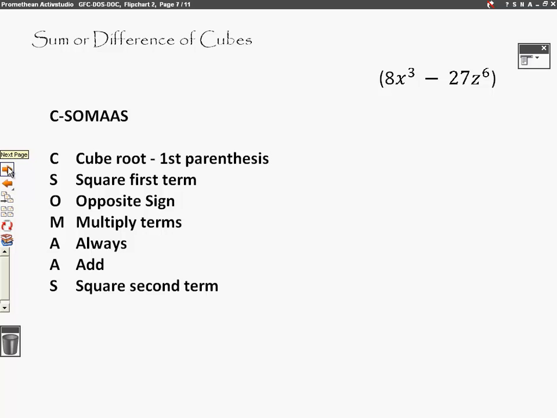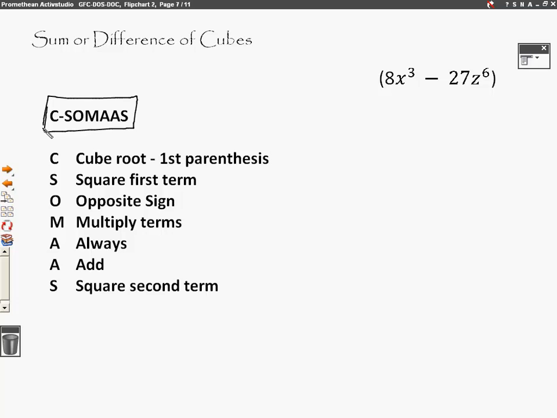Okay, the last one is sum or difference of cubes. Now there's a trick to remembering this, and it's this over here on the side, C SOMAS. I'm going to say C SOMAS many, many times. C SOMAS, and it stands for this. So if we could pause the video so you could write that down, and then we'll go over what each letter means.